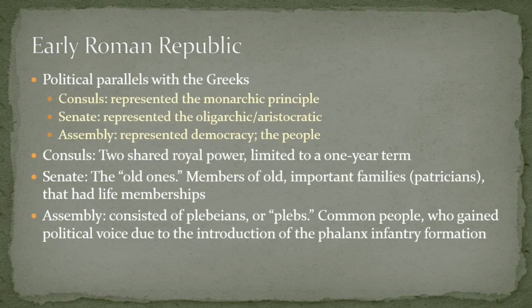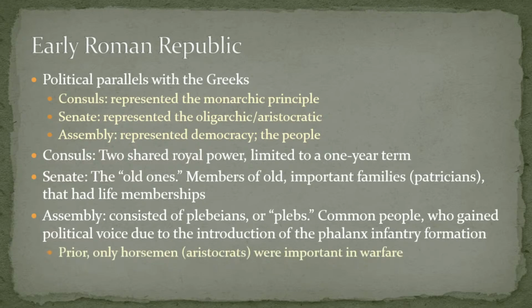And meanwhile, the assembly were the plebeians or plebs, the everybody else, common folks. And just like in Greece, they gained political voice because of the introduction of the phalanx infantry formation. Because prior to this, only horsemen, which is to say the aristocrats, were important in warfare, but a dude on the back of a horse can only do so much against a bunch of dudes who have shields and spears. And this was also before they had stirrups when it comes to saddles, so it didn't take that much to knock a dude off a horse.